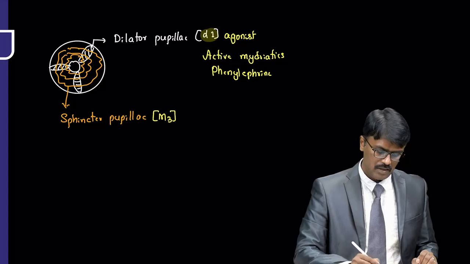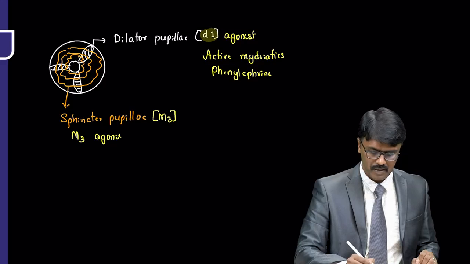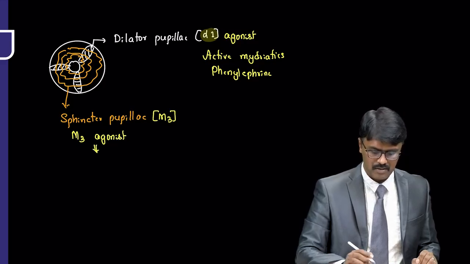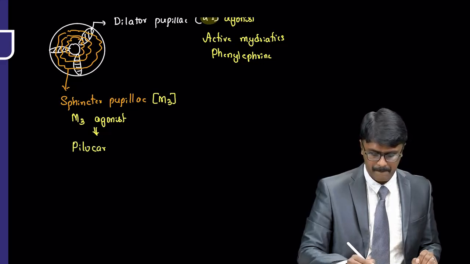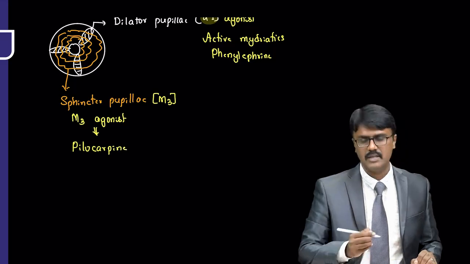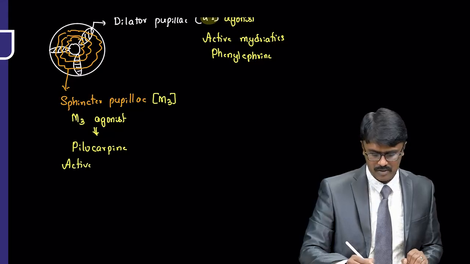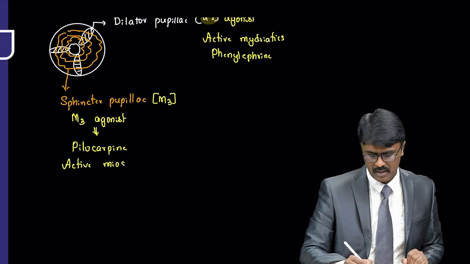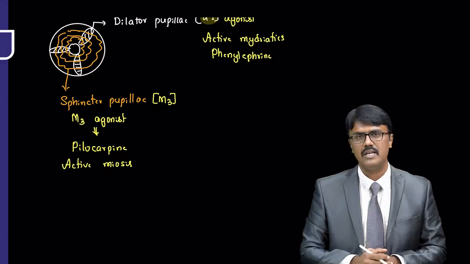Or, if you want to cause miosis, you can use an M3 agonist. The drug which is an M3 agonist is called pilocarpine. So pilocarpine is a myotic and it produces active miosis. Until now you would have understood that if you stimulate a receptor, if you give an agonist, that is called active.